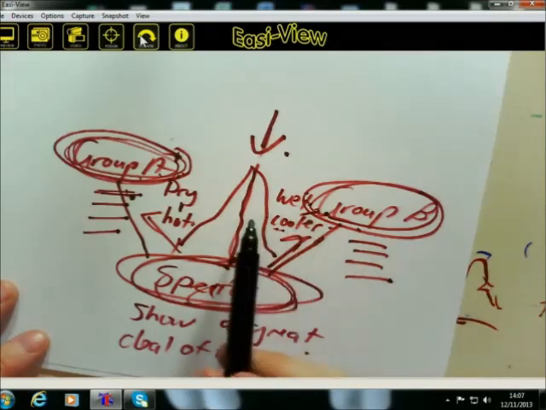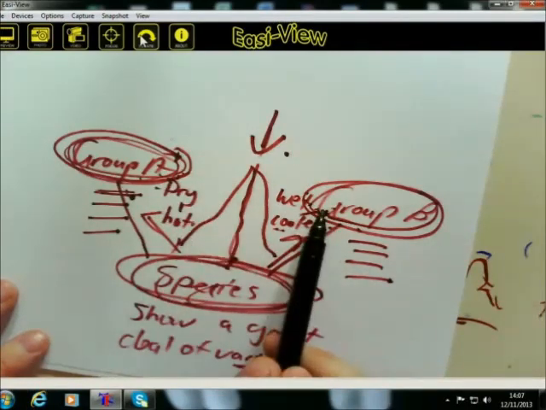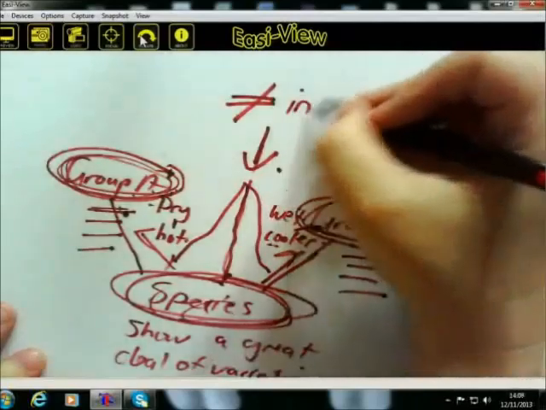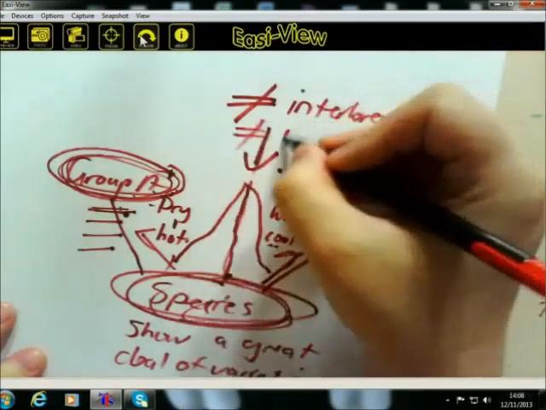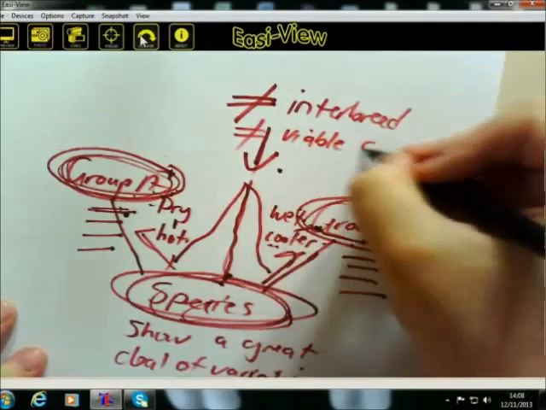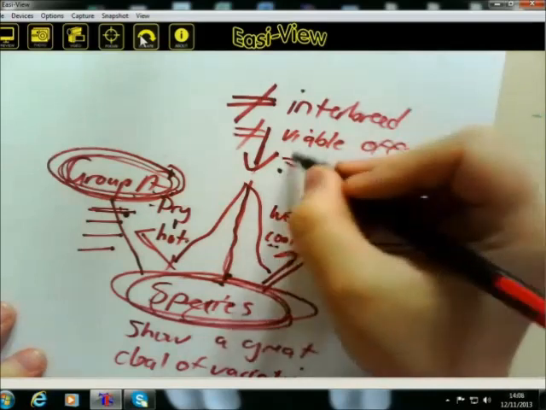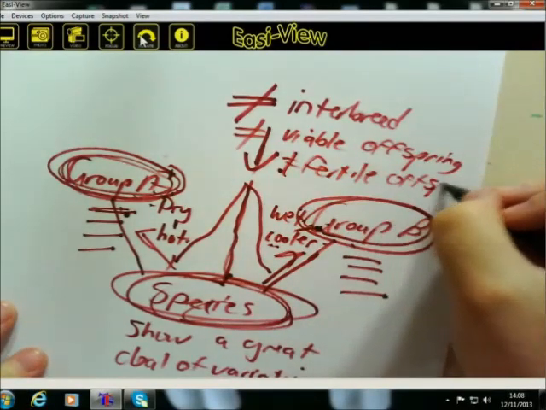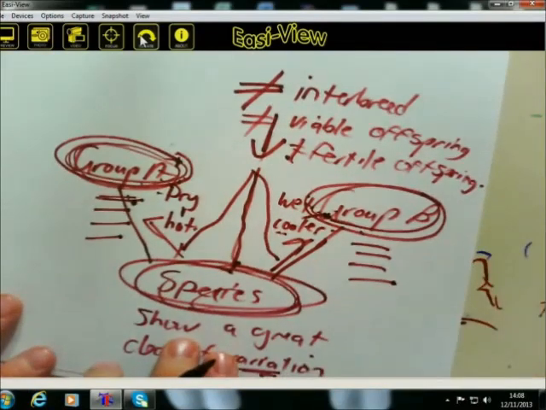But speciation has happened when, if you try and mix these groups again, they are not able to interbreed. They are not able to produce viable offspring, and definitely not fertile offspring. Then we know that speciation has happened.